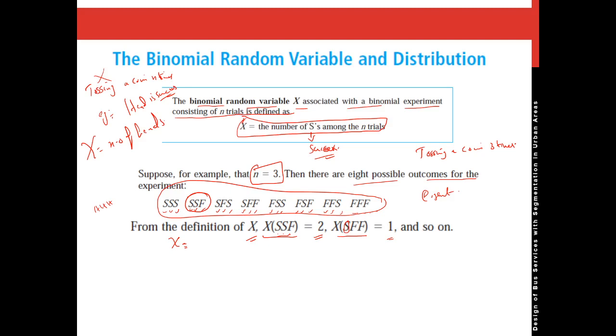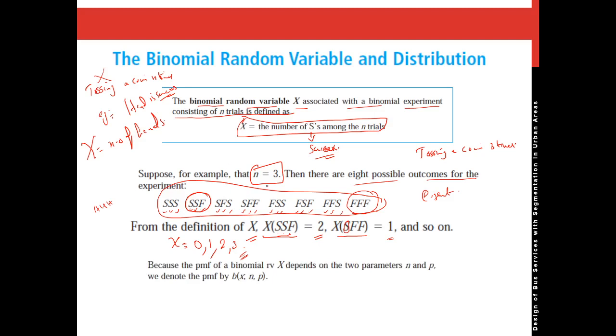Number of successes. So here, how many are possible? That means X is the number of successes. Success means it may be 0 if all fail, or it can take 1 success and 2 failures, so 1, 2, and 3. So X, this random variable, can take 4 possible outcomes: 0, 1, 2, 3. So this is a discrete random variable.